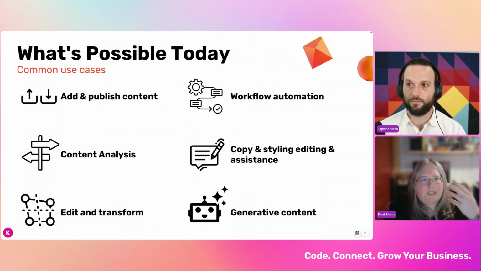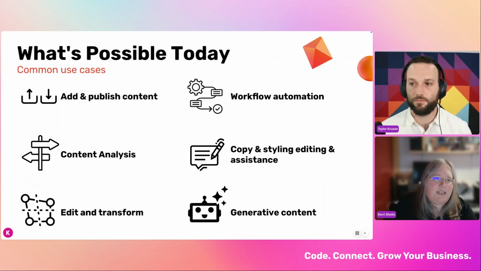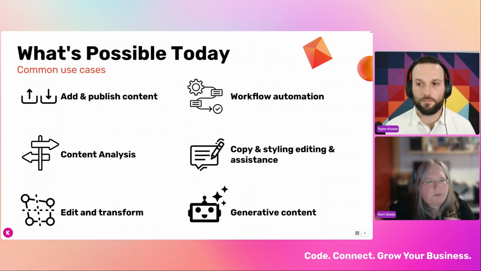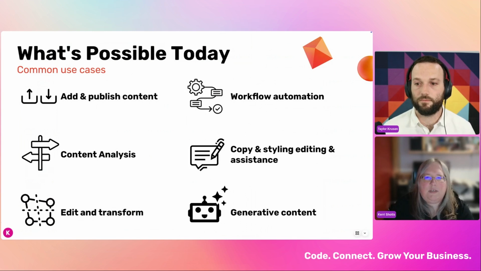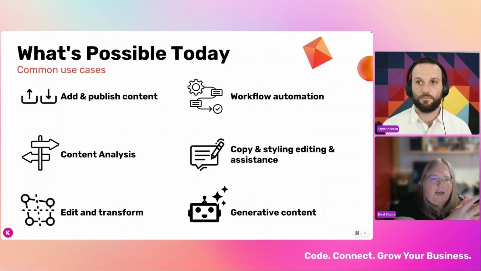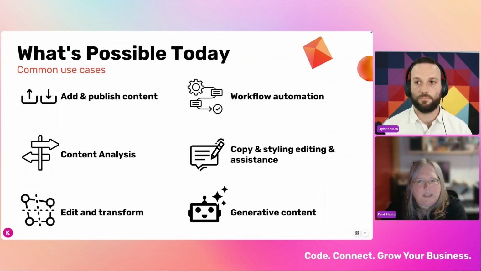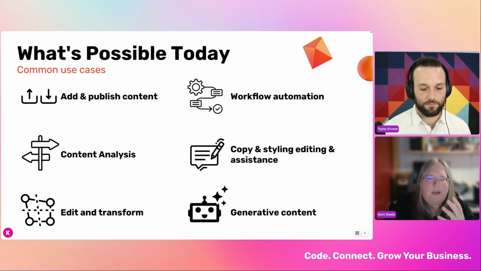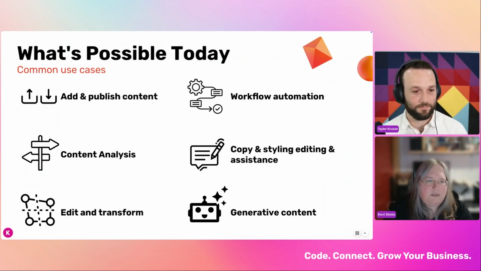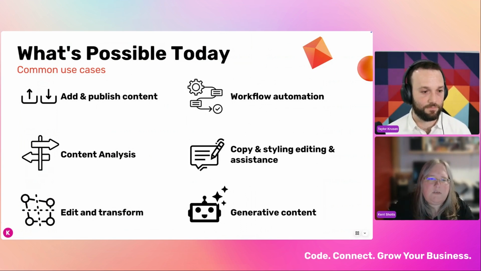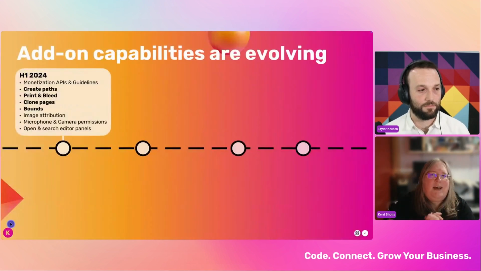So you've seen the ability to do content analysis with Attention Insight. You've also seen the ability to do edit and transform with the Properties panel. But you can add content, you can publish content, you can do workflow automation and connect your content to other services. You can do tons of work with copy and styling with text, as well as generate your own generative content using your own AI model. So there's a ton of things that you can unlock with add-ons, and we're continuing to evolve the capabilities over time.